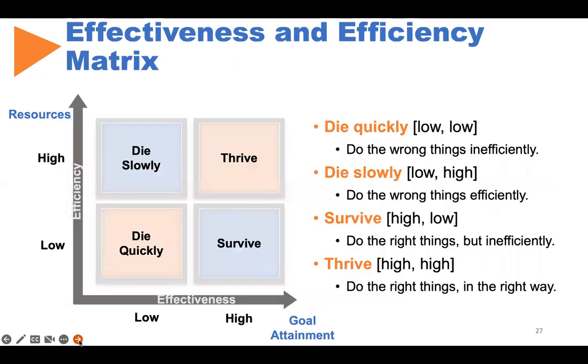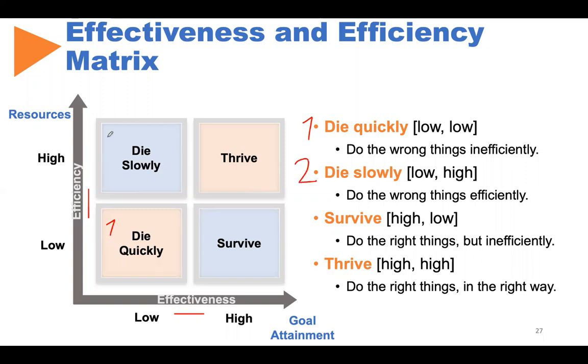And so where do we end up? If you take one approach or another, or maybe neither of them or both, where do you end up as an individual, as a team, or as an organization? Well, if we are dying quickly, we are in the low quadrant where we are low on effectiveness, which means we're not meeting our goal. We're also low on efficiency, which means we are inefficient with our resources. We will do the wrong things inefficiently, we have poor performance, and we will die quickly.